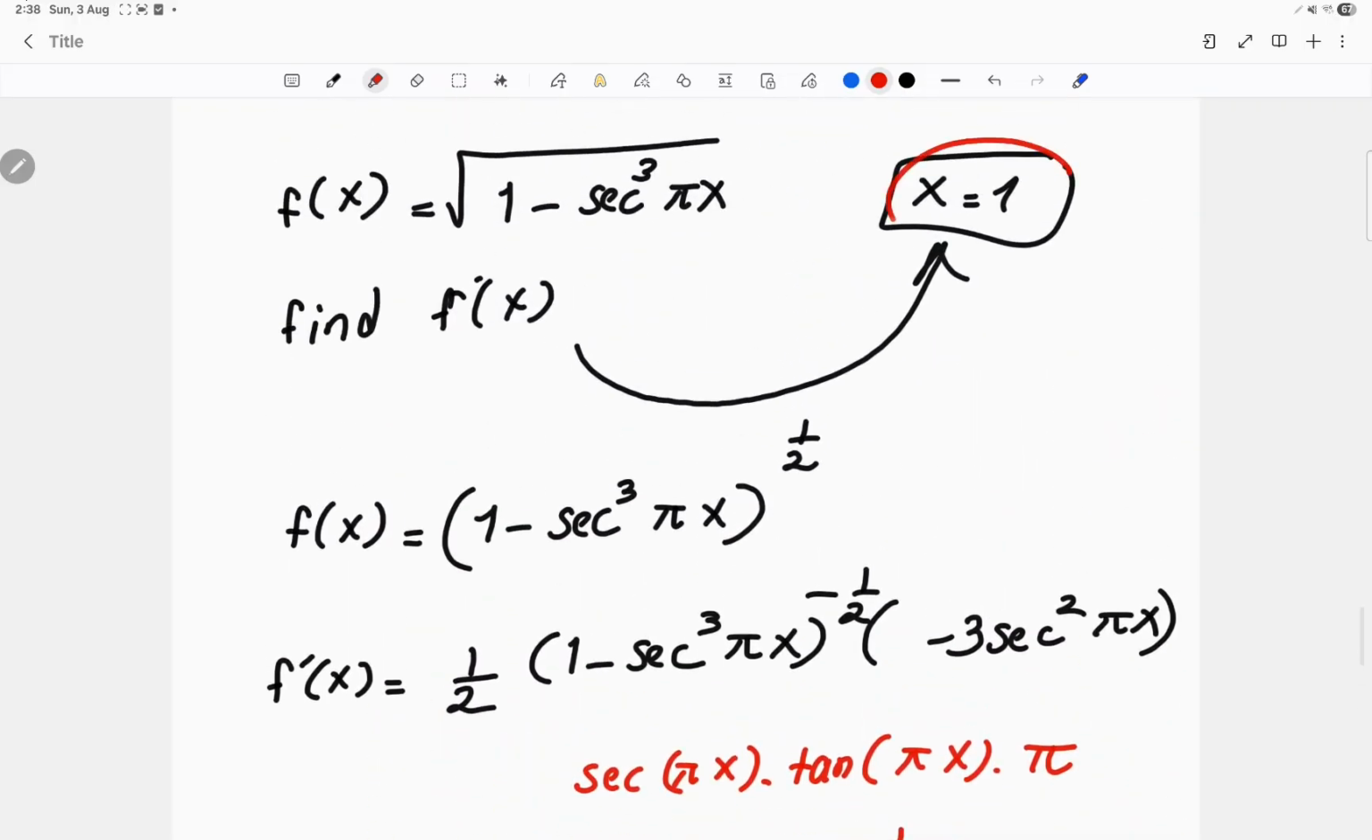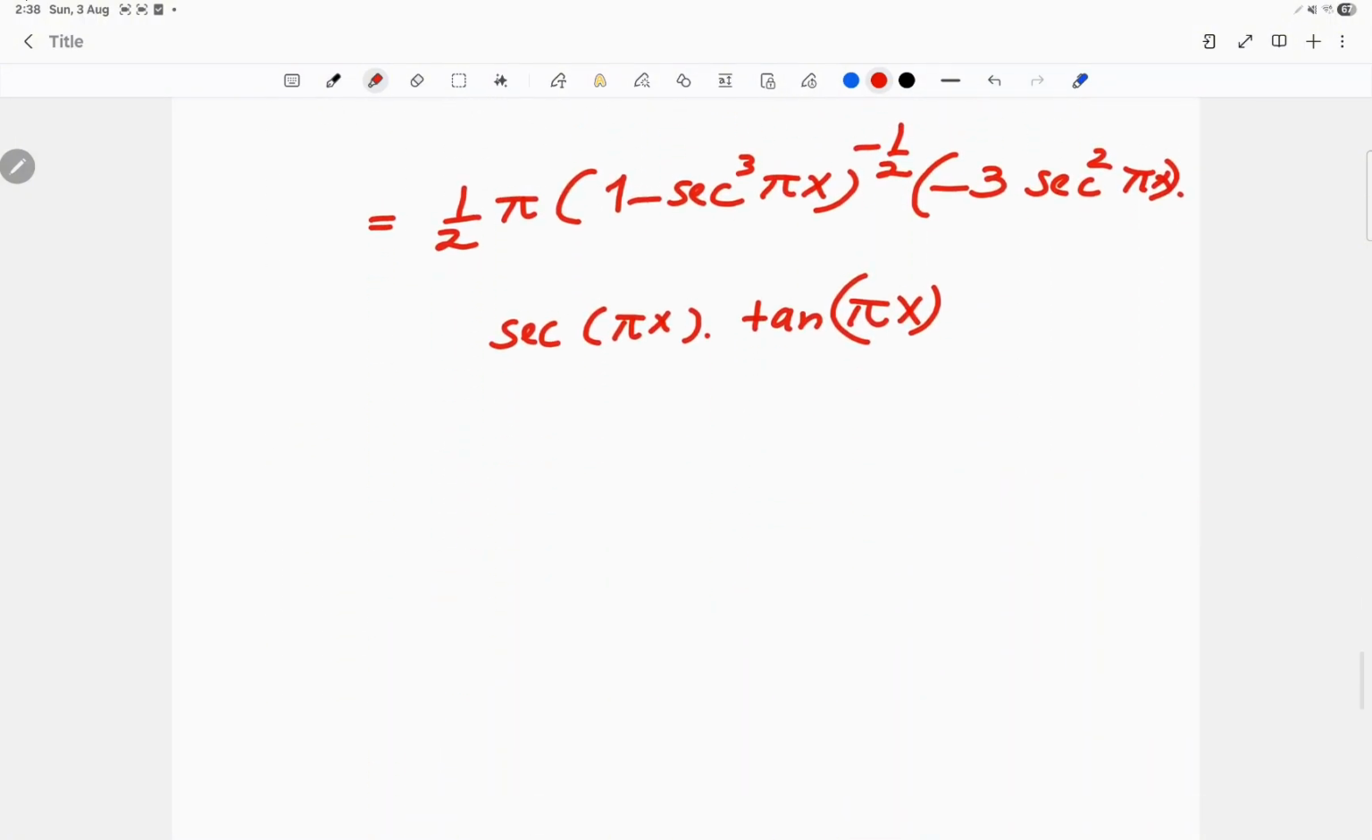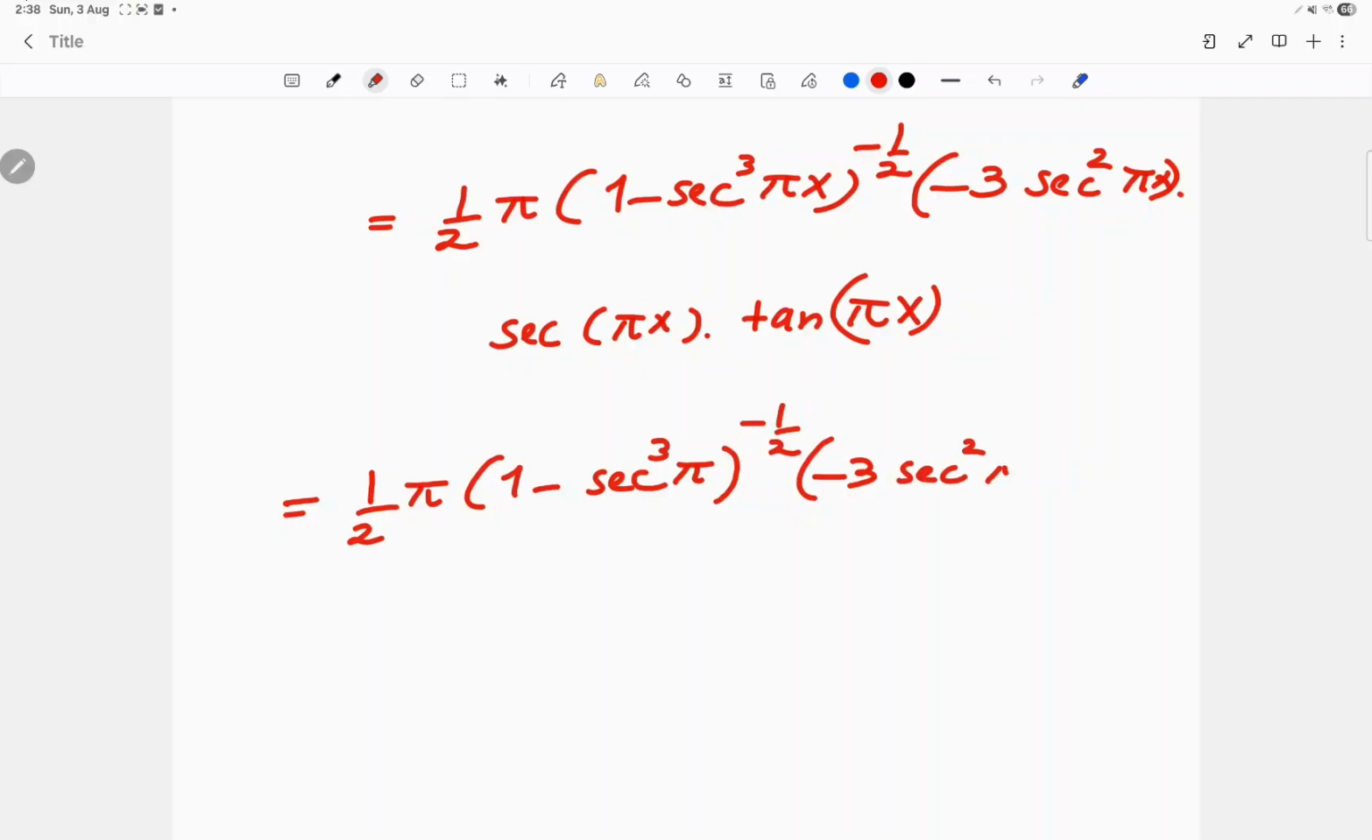Now we're not done yet. It says that x equals 1. Now replace every x with a 1. That part is going to be on you. What are you guys doing? Okay, if you think so. So half pi, 1 minus secant cubed pi minus 3 secant squared pi secant pi tan pi.